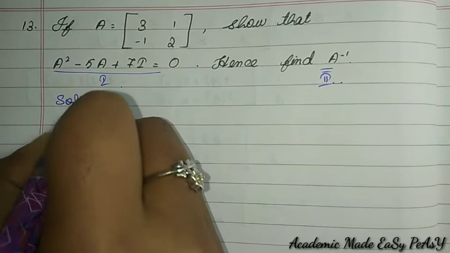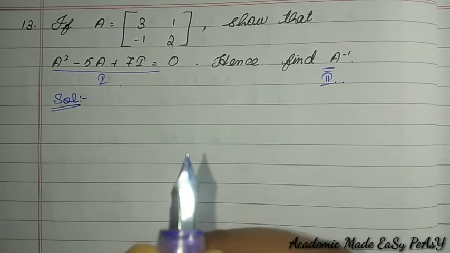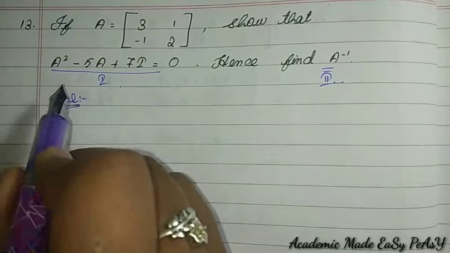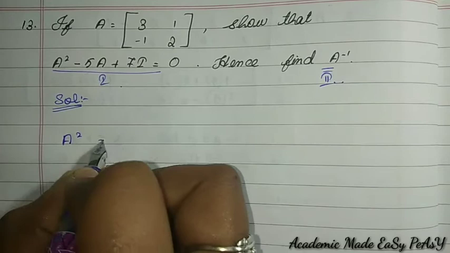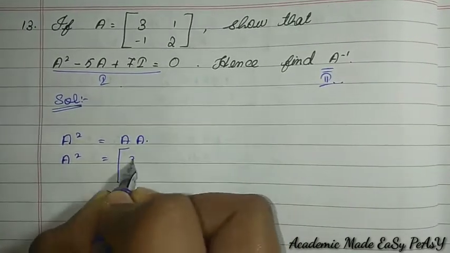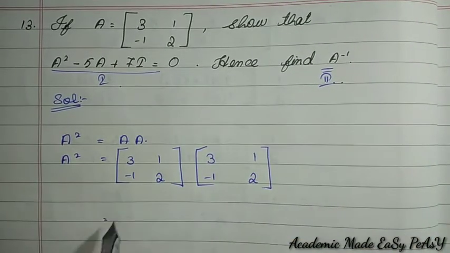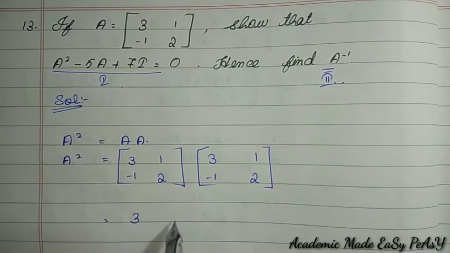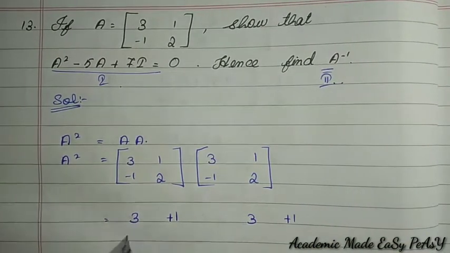So here finding A inverse is a little different from the previous sums. So you have to listen very carefully. So first let us do this equation. These types of equations are familiar to us. So let's start doing. So A square is equal to A into A. So A square is equal to, so this will be my matrix 1. This will be my matrix 2. So I will be taking the rows from the first matrix. I will be taking it twice. Why? Because I have two columns. So plus 1.